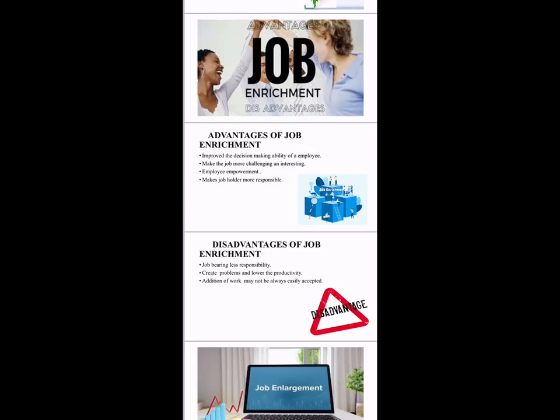Disadvantages of job enrichment. Jobs bearing less responsibility create problems and lower the productivity. Addition of work may not always be easily accepted. This may also create problems sometimes because adding challenges may not motivate all the employees, because everybody is not the same and all the employees may not accept the addition of work.